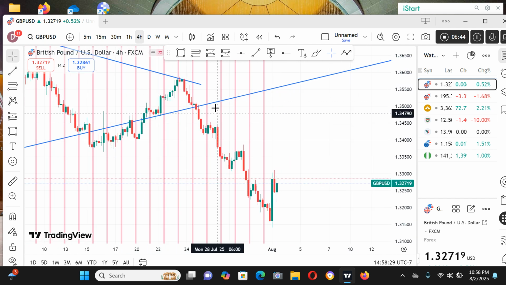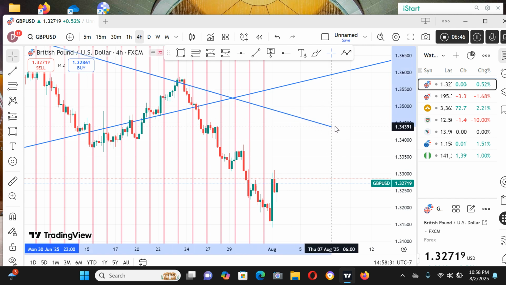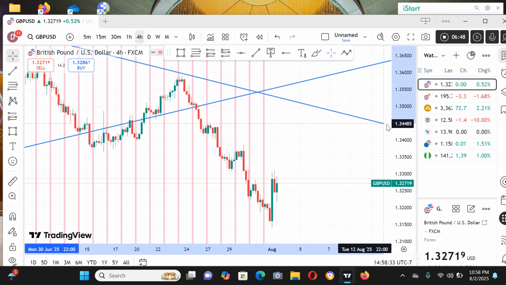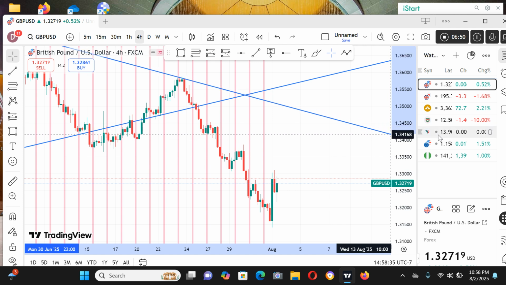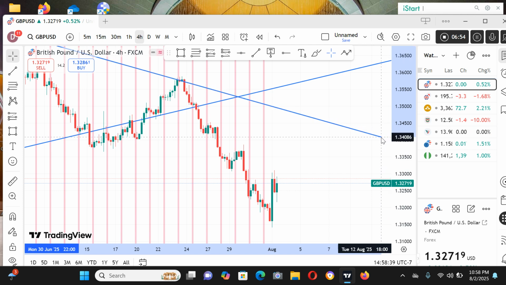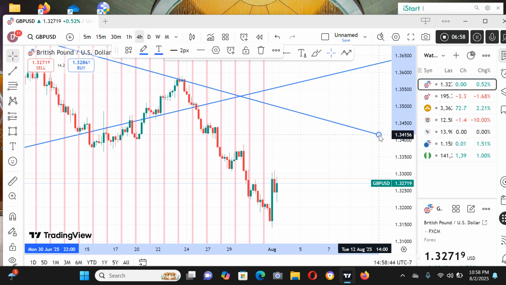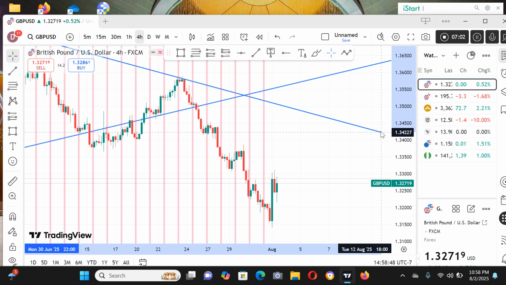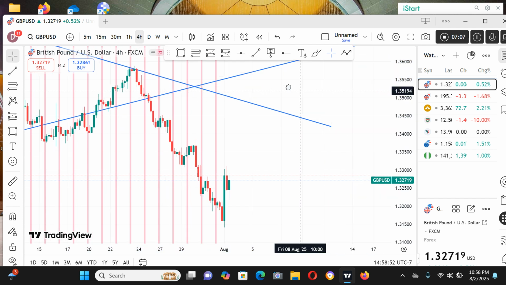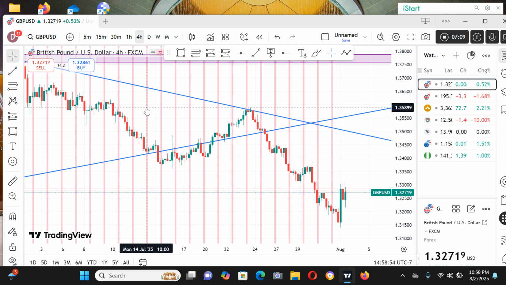Can draw a trend line from here. Very perfect trend line, indicating that the market is going downward. And for drawing a trend line in a downtrend market, we need just two peaks. We only need just two peaks.